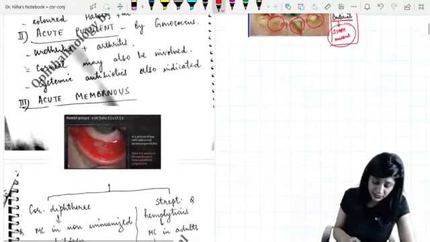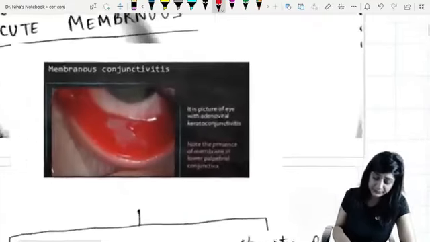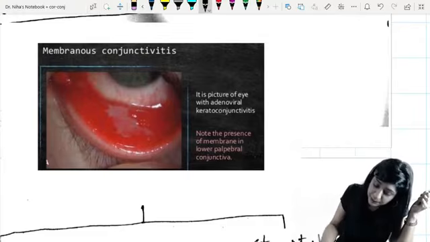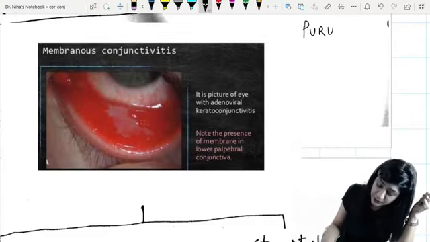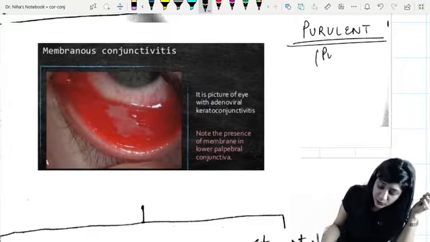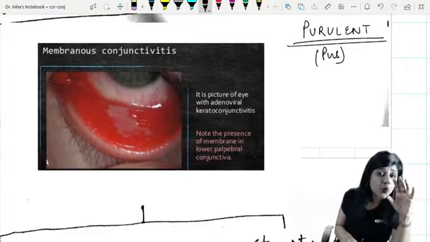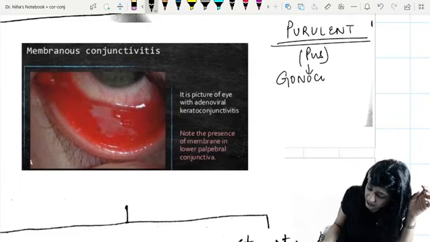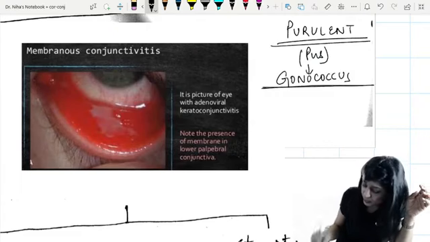Now after the mucopurulent, we can also have the purulent conjunctivitis. Purulent conjunctivitis means only pus. So when you are having only pus, this is actually caused by the gonococcus. This is caused by the gonococcus.